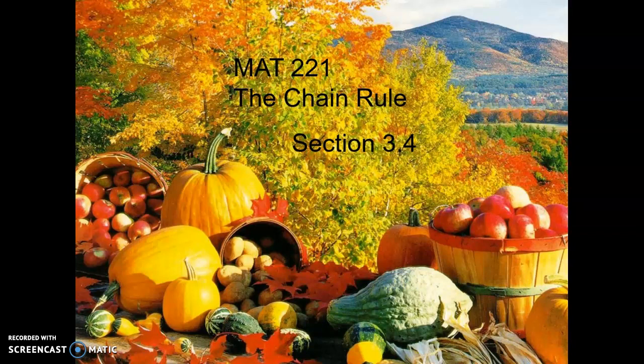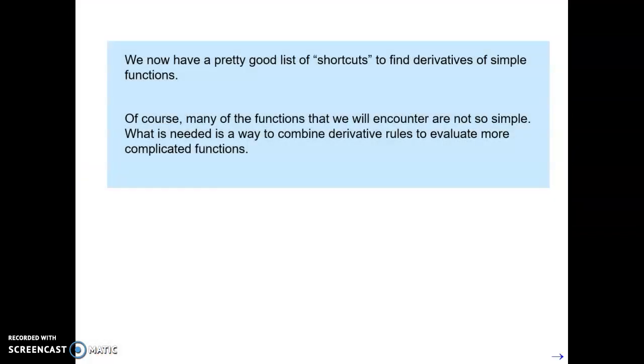This is sometimes thought of as one of the hardest rules that we do. So far we have a pretty good list of shortcuts for finding the derivative of simple functions, all the way up through the 6 trigonometric rules that we did in the last section. Of course, many of the functions that we'll encounter are not so simple. So we're going to need a way to combine derivative rules to evaluate more complicated functions, even more complicated than we've already done.